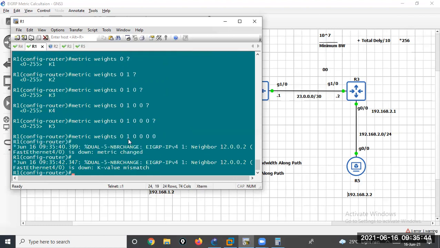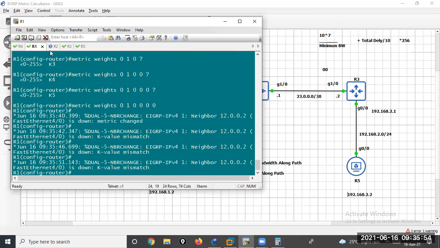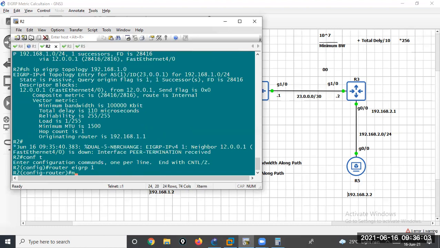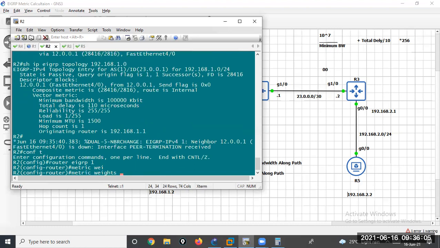So this is how to configure the K values: K1, K2, K3, K4, K5. Here only K1 is set, meaning only bandwidth is used. These K values should be the same between neighbors. Now come to router 2. Router 2 also gets the same values. Router EIGRP 1, metric weights: TOS 0, then 1, 0, 0, 0, 0.